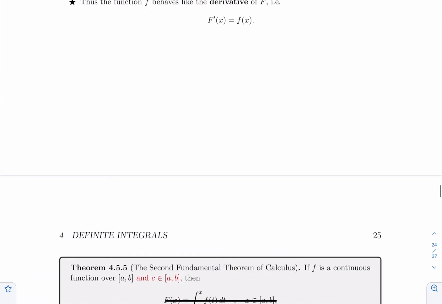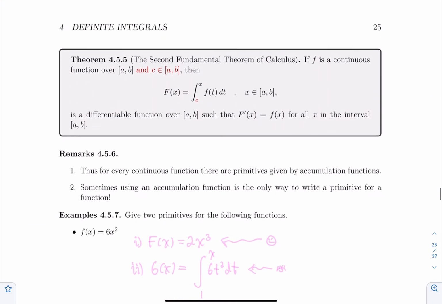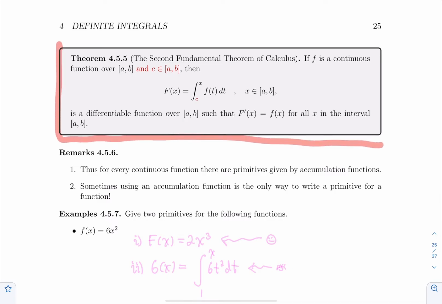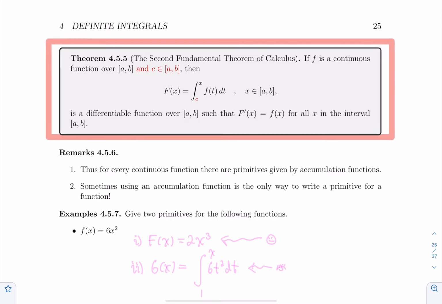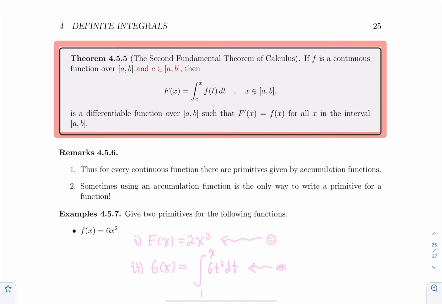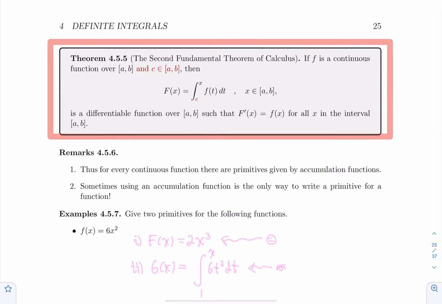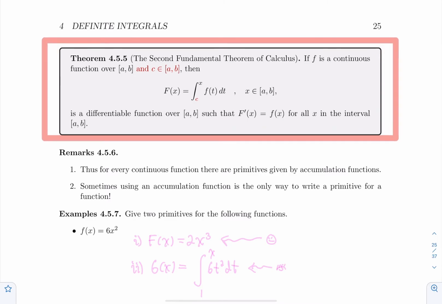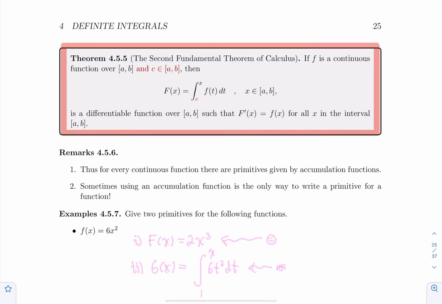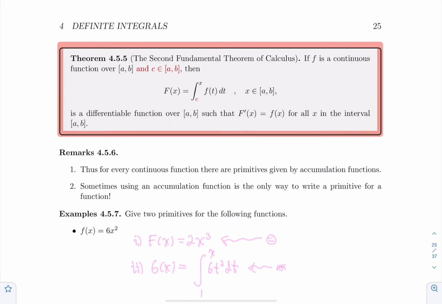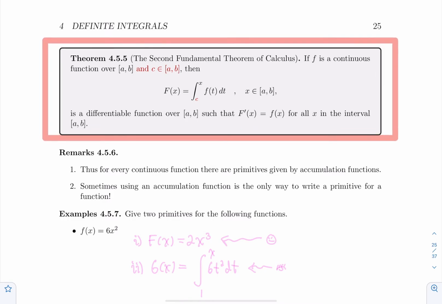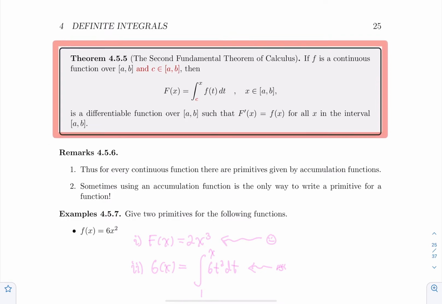So here we go. The second fundamental theorem of calculus. If you start with small f, a continuous function over an interval ab, and suppose you pick any point c inside that interval, then the surface function big F of x, the integral from c to x of small f of t dt, is a differentiable function. So there is a derivative, and that derivative, big F prime, is small f.